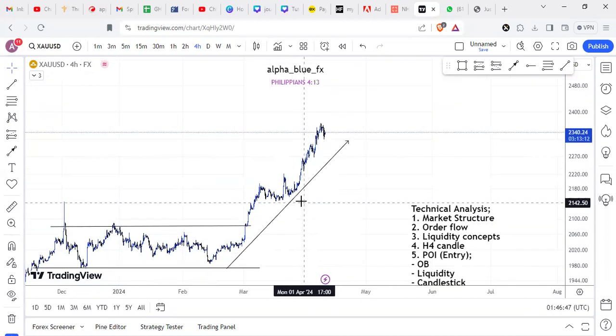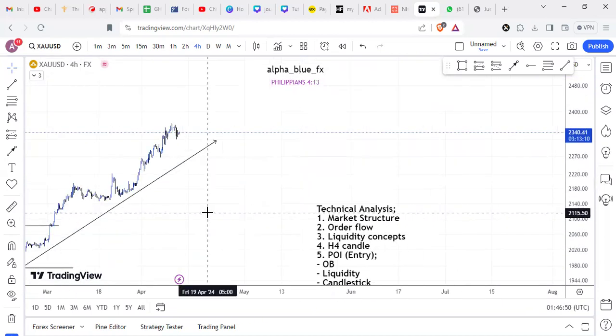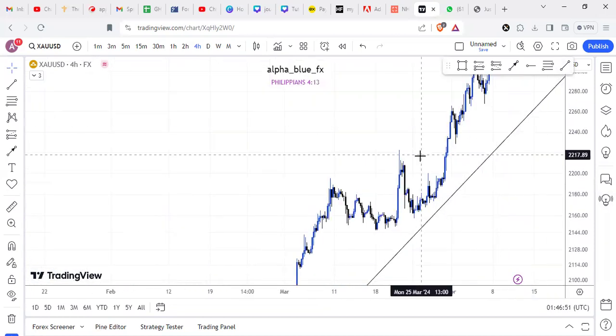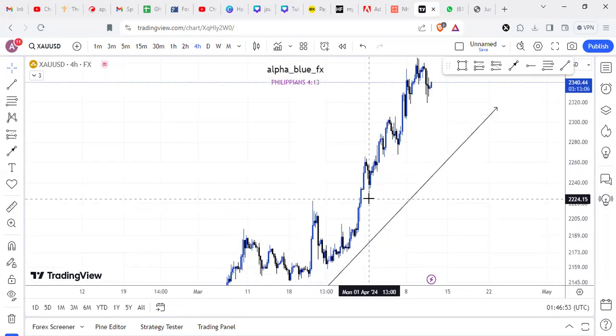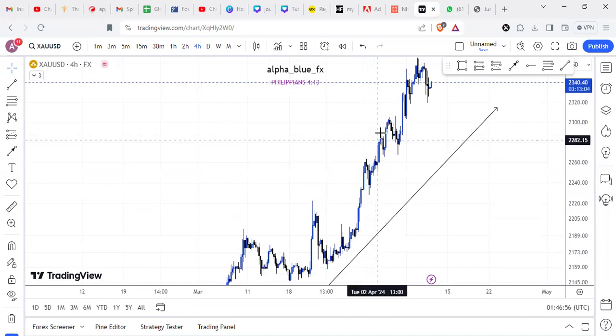So if a price is trending upwards, that's when you say that the price is creating higher highs and higher lows, right? So this is a low, this is a high, right? Price has printed a higher high right here.